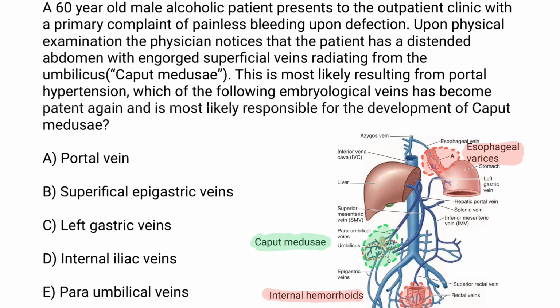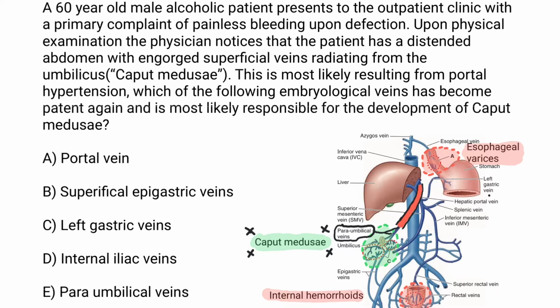In this case, they're talking about caput medusa. And you want to be aware of the fact that when you have these high pressures within the portal vein, that can cause my ligamentum teres hepatis to become patent. And once it becomes patent, it's going to be the umbilical vein. We've pretty much recanalized my umbilical vein, and these are going to be known as the para-umbilical veins. Therefore, when approaching this question, you want to be able to pick up that fact.